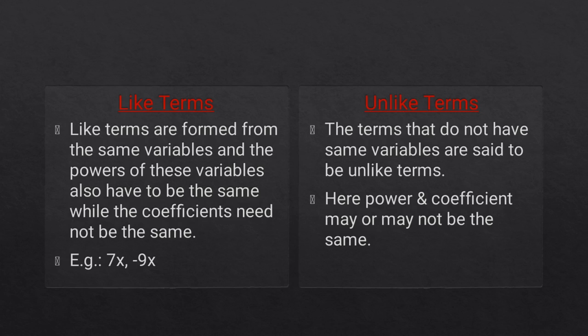Like terms are formed from the same variables and the powers of these variables also have to be the same, while the coefficients need not be the same. Here, we can say that 7x and 14x are like terms. Also, 5x square and minus 9x square are like terms. Now, let us learn about unlike terms. The terms that do not have the same variables are said to be unlike terms. Here, power and coefficient may or may not be the same.